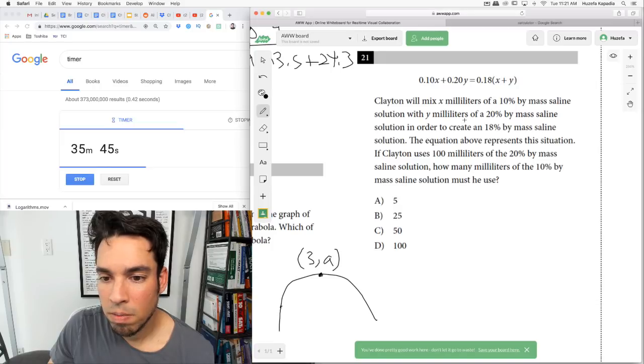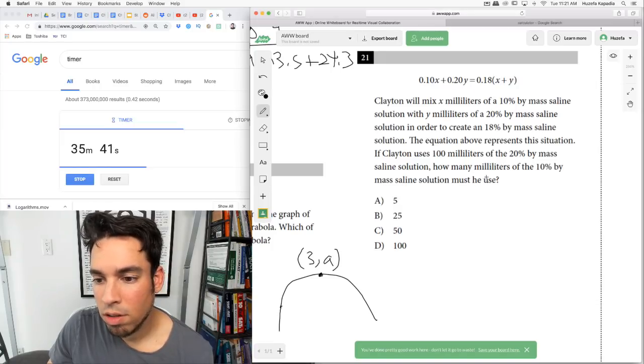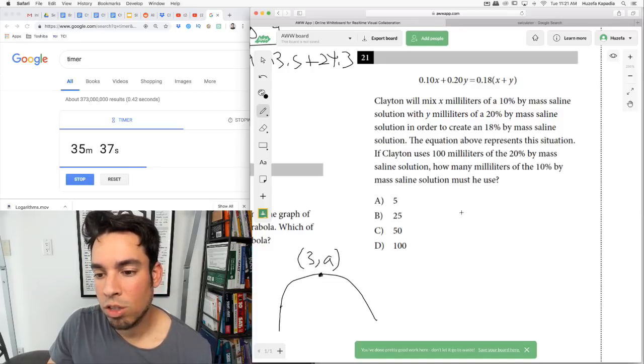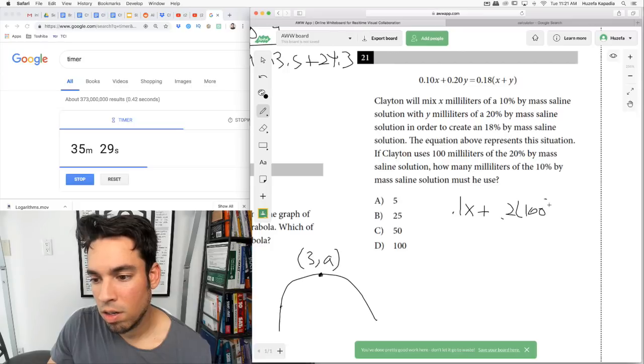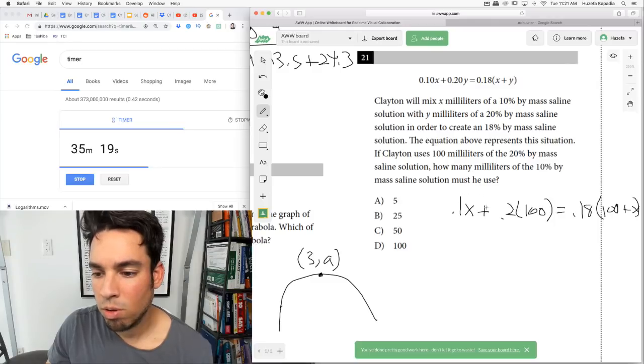So they're saying y equals 100. How many milliliters of the 10% must he use? Okay, so just plug and chug. 0.10x plus 0.2 times 100, I'll just write it out, equals 0.18 times 100 plus x. Right, we're solving for x, yeah? Okay, good.